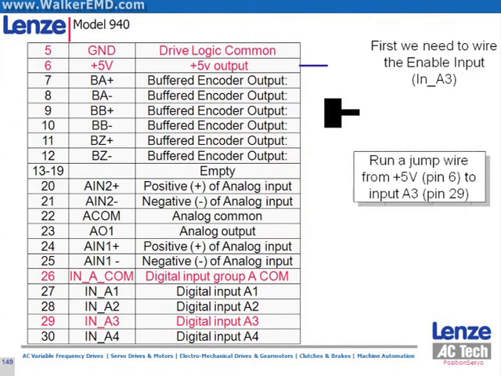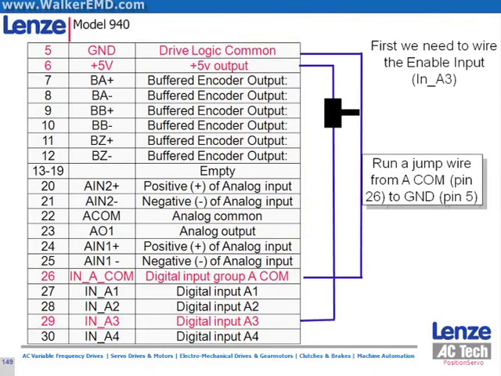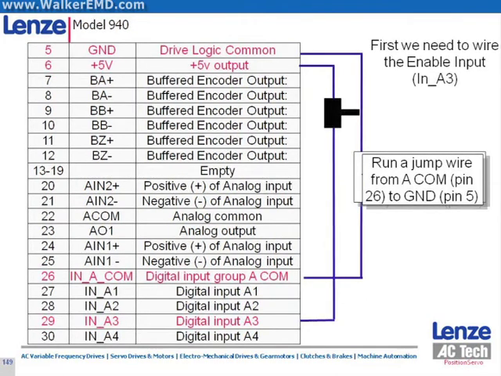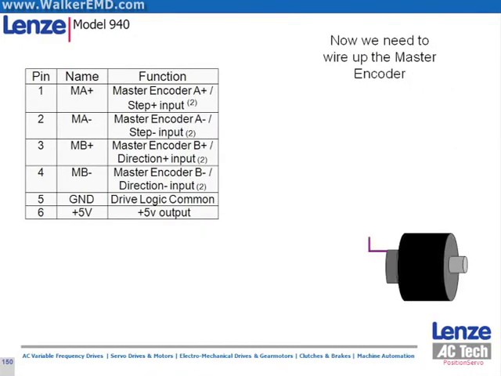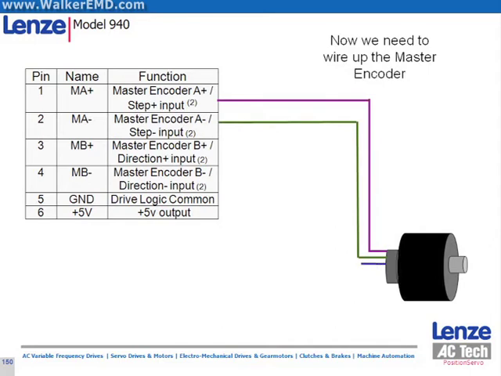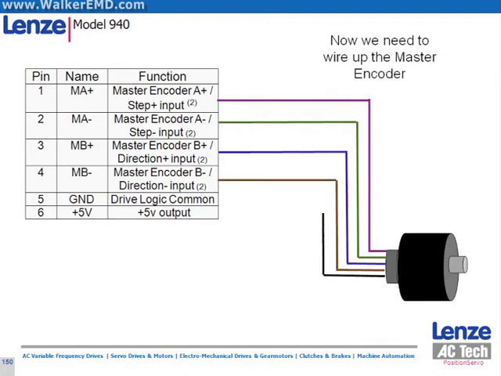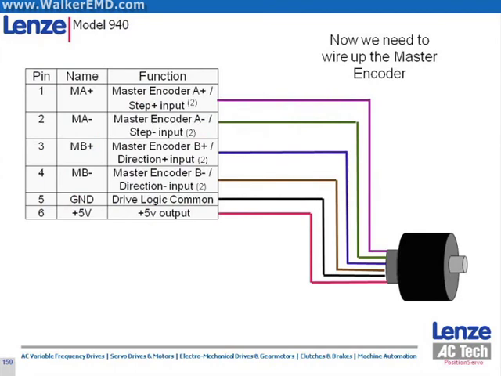This diagram illustrates wiring the enable input, input A3, through a switch using the drive's built-in 5 volt DC 100 milliamp convenience power supply. For a master encoder signal, connect A positive to pin 1, A negative to pin 2, B positive to pin 3, B negative to pin 4, the encoder's common to pin 5, and the encoder 5 volt DC power input to pin 6. The Lenze sales demos have a master encoder already wired to the test board.